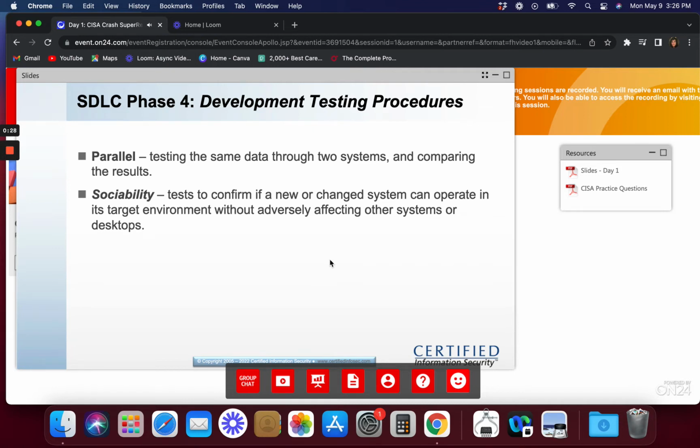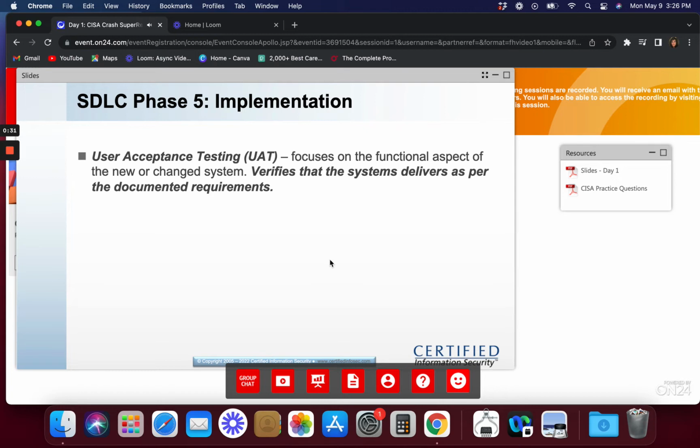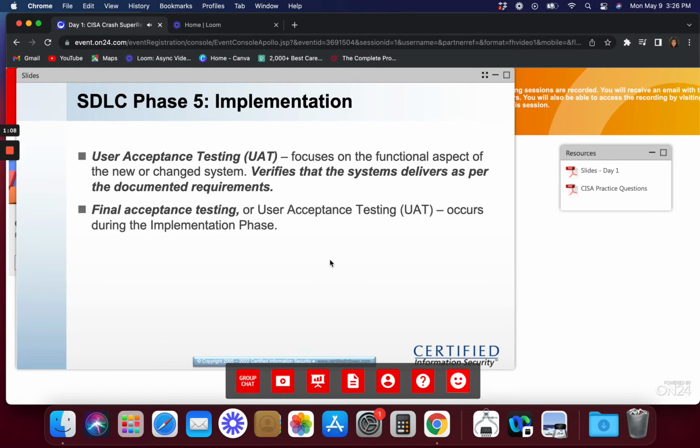Within phase five, implementation, we're assuming all of the systems and the applications are working as they should, and they're performing, and the technical testing has been done, but will our users like it? Now we have to do user acceptance testing. This is where we find out if the user says, this is what I was expecting to get in terms of a deliverable, and this is what I needed this system to accomplish. Again, that focuses oftentimes purely on the functional aspect, verifying the system delivers per the documented requirements. So this user acceptance testing, also known as final acceptance testing or FAT, occurs during the implementation phase, not in the design phase.